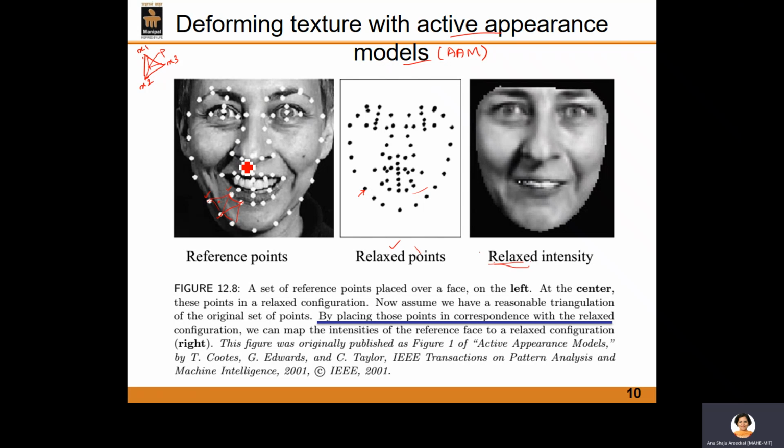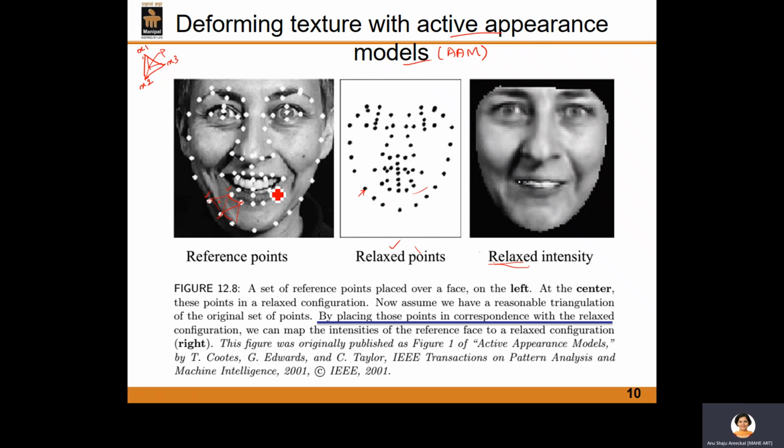Now that desired output can vary. If you are deforming this object accordingly, it would be based on certain relaxed points, in the sense certain target points to which this would be deformed. And once the deformation is done, you get the output of the deformed image. So we'll see the details of how it is done.